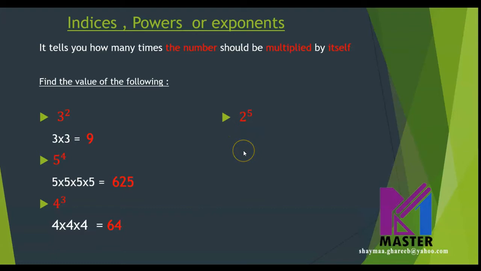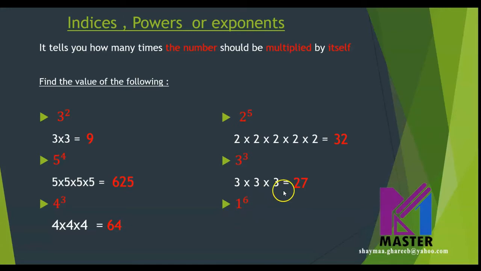Now, look at this example. 2 to the power of 5, which means the 2 is multiplied by itself 5 times. So the answer here will be 32. 2 times 2, 4. 4 times 2, 8. 8 times 2, 16. 16 times 2 is 32. Now 3 to the power of 3 or 3 cubed, 3 multiplied by itself 3 times. 3 times 3 times 3. 3 times 3 equals 9. 9 times 3 equals 27. So 3 cubed equals 27.